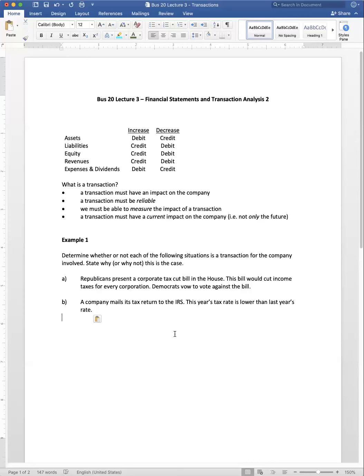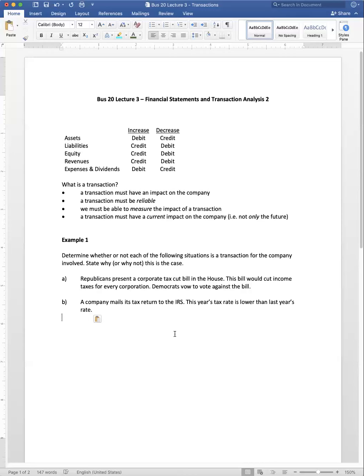All right, first, does this impact the company? Yes, it's the company's tax return, right? All right, is it reliable? If I'm filling out tax forms and calculating numbers and mailing the return to the IRS, that's pretty reliable, right? I'm not going to quibble about that. Okay, thirdly, can we measure it? Well, there are numbers on the tax return, right? We calculated the tax that we owed. So therefore, it is measurable.